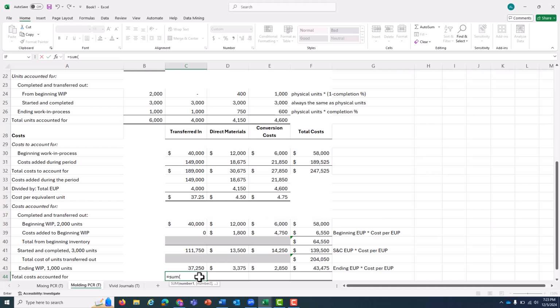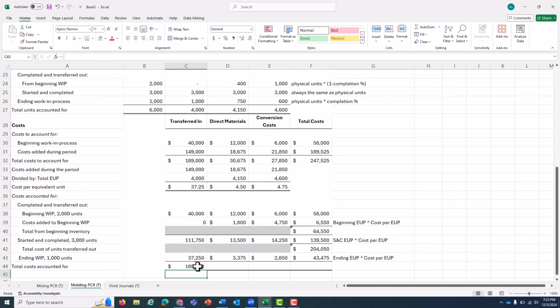So what are our total costs that we accounted for? Well, I can just go now and find the sum of all of the numbers that are in the row. We accounted for $189,000 of transferred in costs. We accounted for $30,675 in material costs. We accounted for $27,850 of conversion costs.